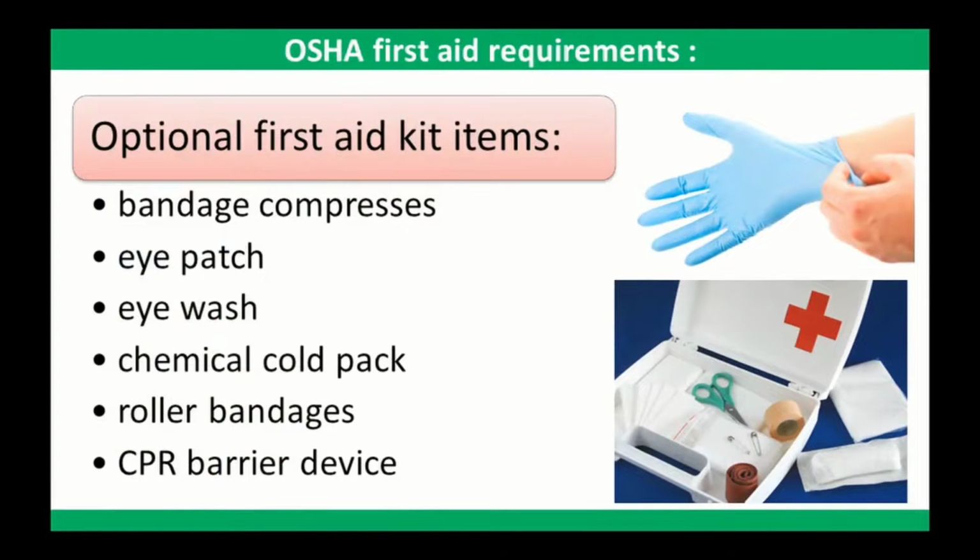Additional but optional items include 4 2x2 inch bandage compresses, 2 3x3 inch bandage compresses, 1 4x4 inch bandage compress, 1 eye patch, eye wash solution, 1 chemical cold pack 4x5 inch, 2 roller bandages 2 inches wide, 1 roller bandage 3 inches wide, CPR barrier device.